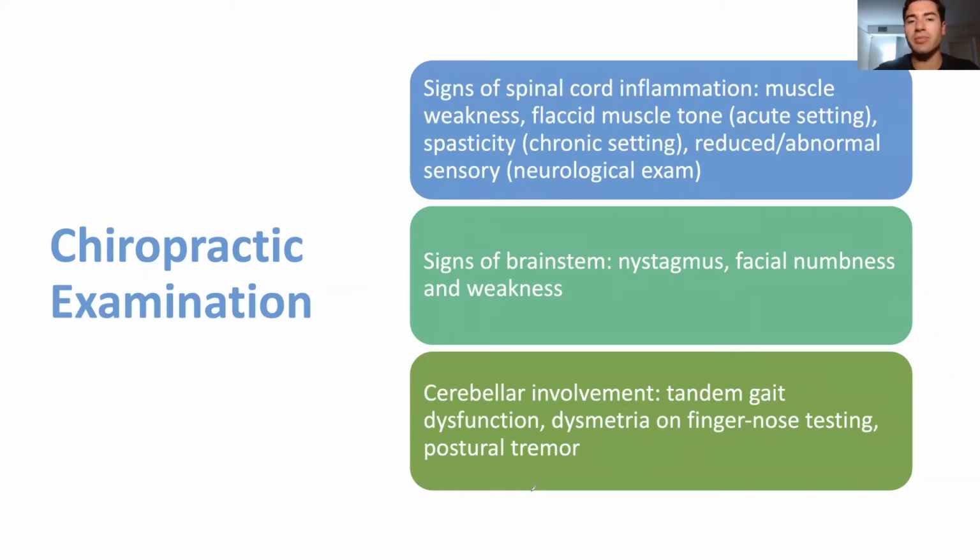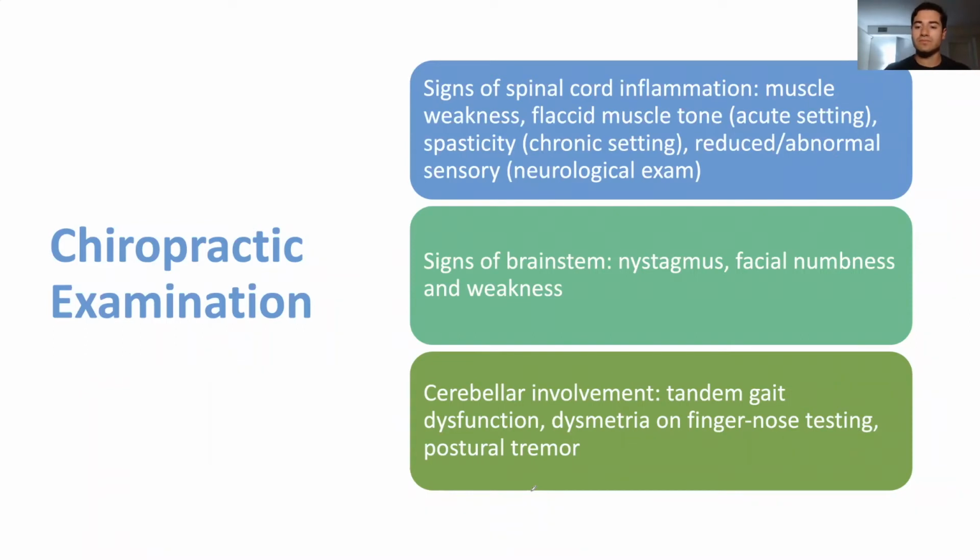And then the cerebellum. The cerebellum is involved with basically your coordination, so you want to do all of your coordination testing. Chiropractors will do rapid alternating movements, things like flipping your hands up and down, or touching my hand then touching your nose. Little things like that we'll do in the office. And then postural tremors. We also have a few special tests that help determine if the spinal cord is inflamed.